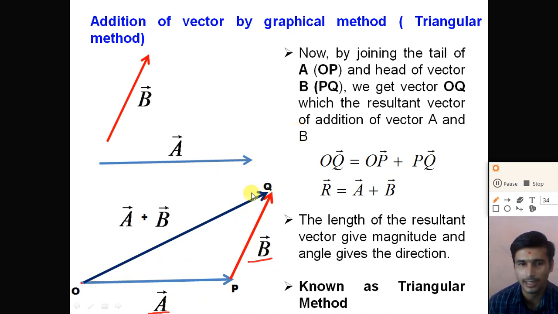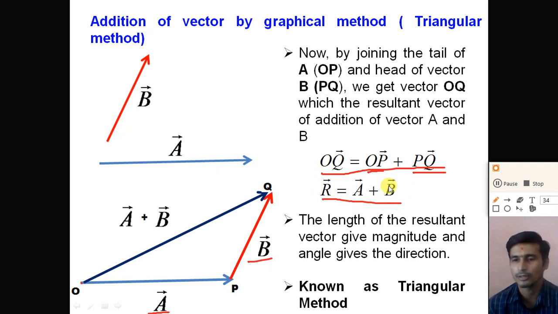So here we can write like this: vector OQ is the resultant vector of vector A and vector B. OQ is equal to vector OP plus vector PQ. So the vector OQ is the resultant vector obtained by the addition of the vector A and the vector B. So we can say that the resultant vector R is equal to A plus B. So understand, dear student, how the two vectors are added with the graphical method.